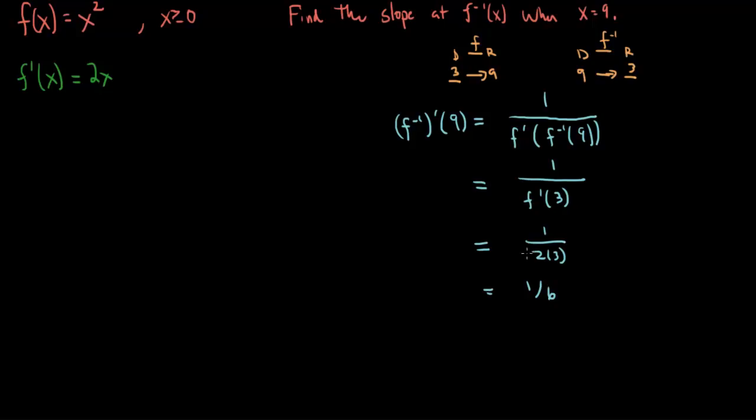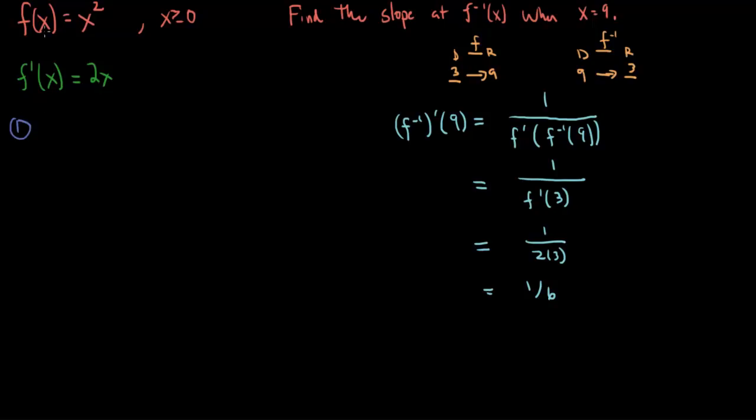So there's the slope of my tangent line of f inverse when x equals 9. I don't even know yet what the inverse function is. Now let's verify that result, because in this case, we can find the f inverse function actually pretty easily.